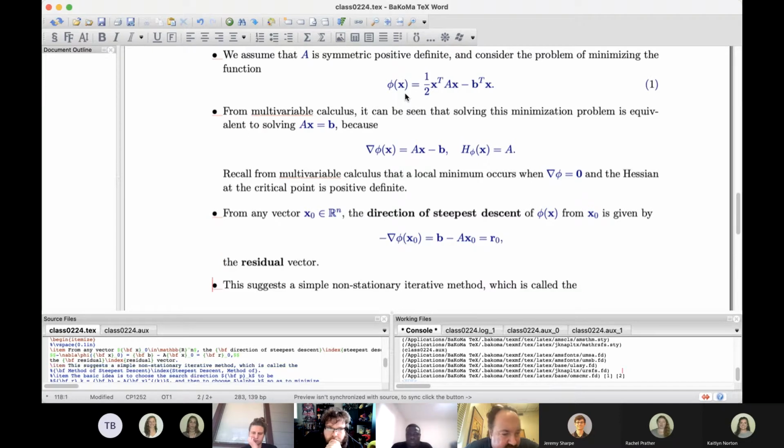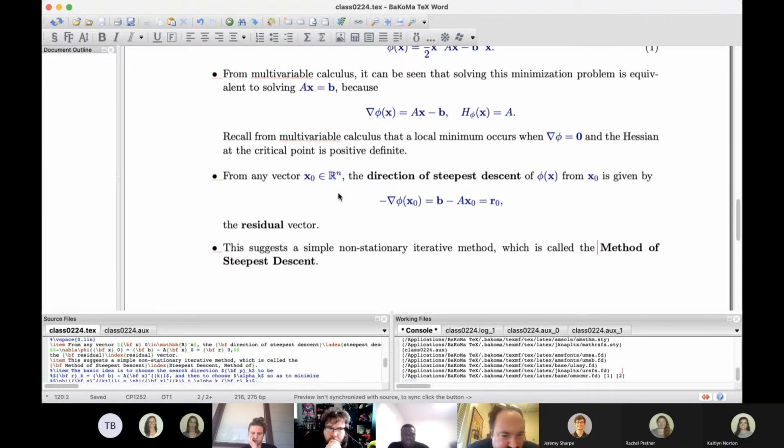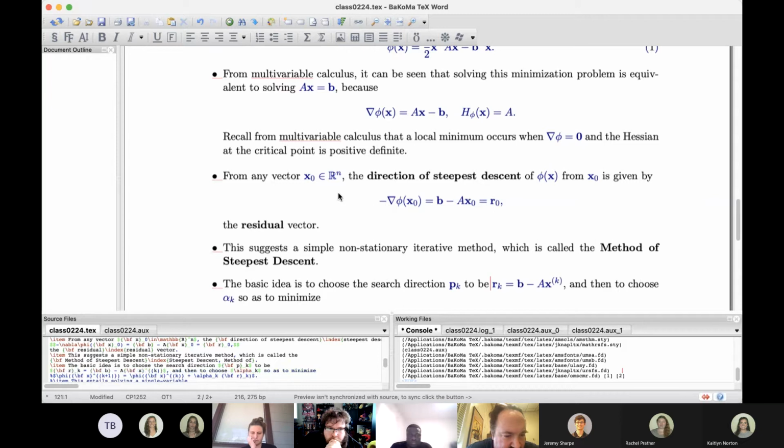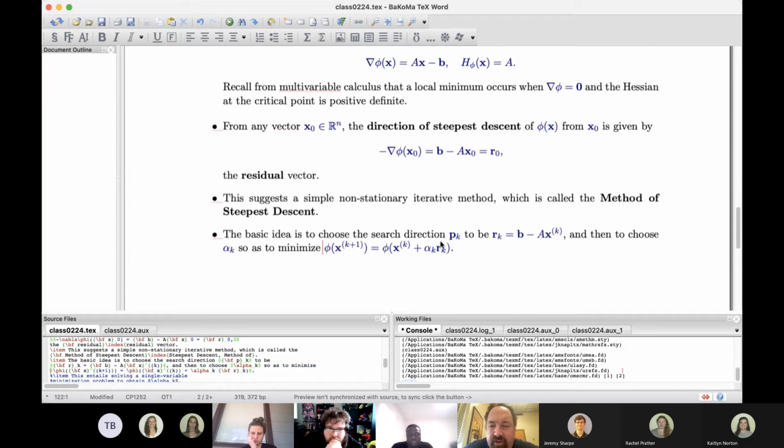Because it's the direction of steepest descent, because going in its direction will make the value of phi smaller, that makes this residual vector a logical choice for a search direction. So at each iterate xk, we compute a residual vector, and we call that our search direction. So pk is equal to rk.